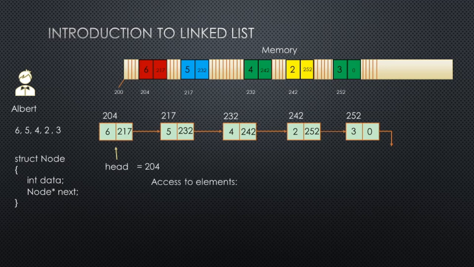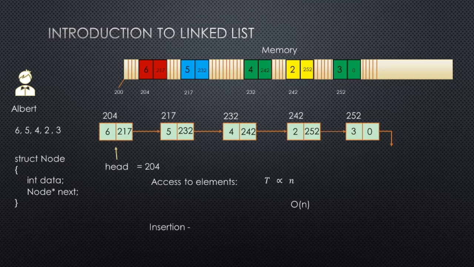So the time taken to access elements is proportional to the size of the list. Let's say the size of the list is n. In the worst case, to traverse the list, you must go through all of the elements. So time taken is proportional to n. Or in other words, the time complexity of this operation will be big O of n.